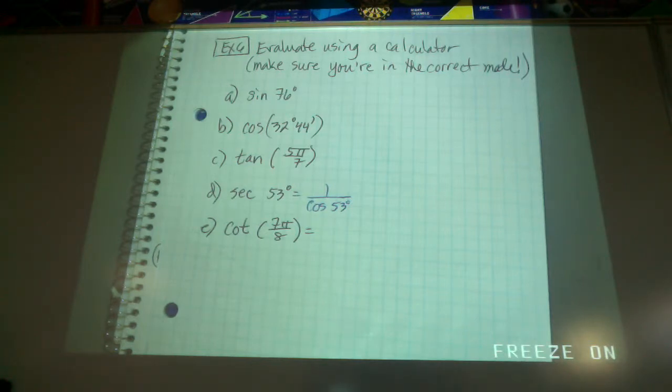When you're done, you can share them with people around you to see if they agree with you. And I want you to star the ones that you don't agree on. B might be one of those that's tough for you to agree on, depending upon how you put it in your calculator.